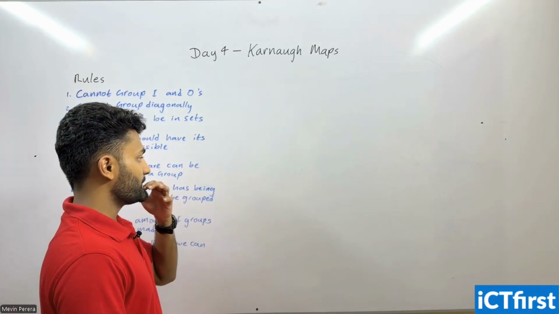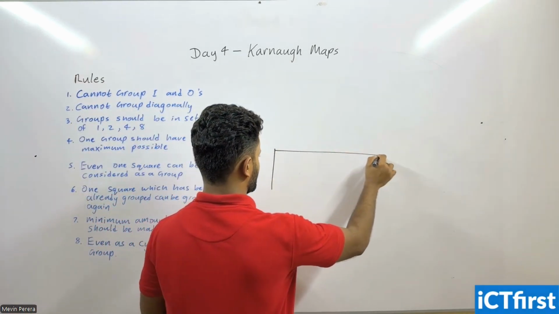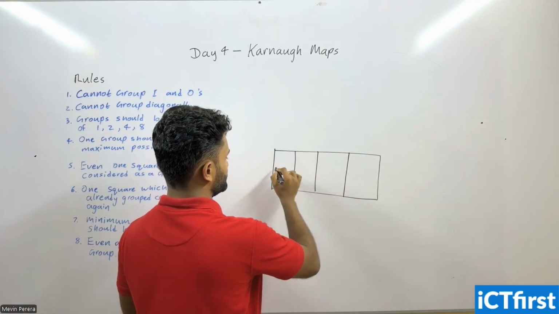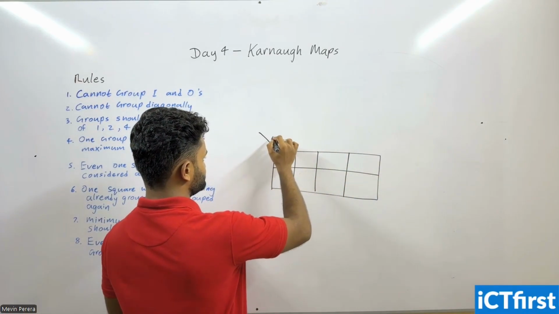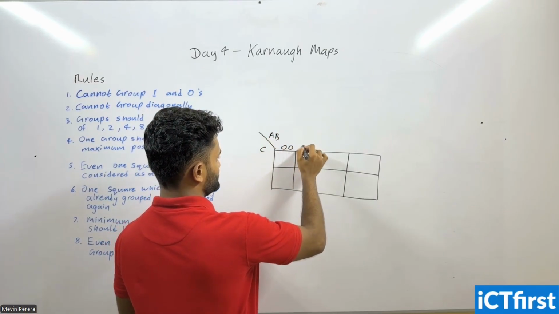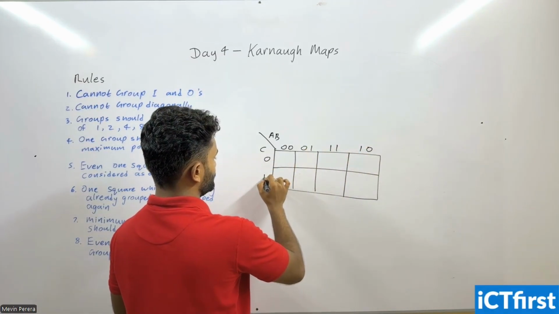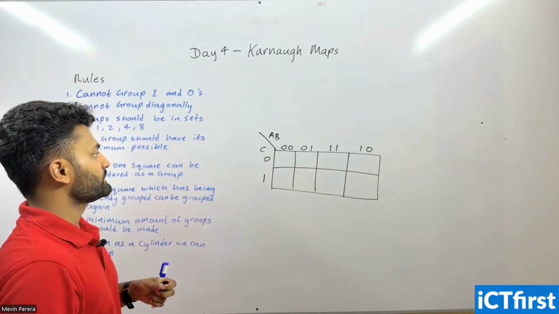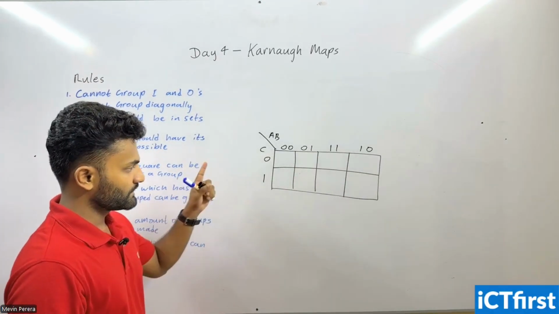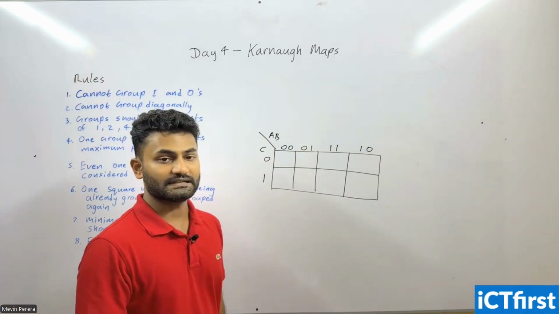All right. So, let me draw a Karnaugh map first. This is what a Karnaugh map normally looks like: 0, 0, 0, 1, 1, 1, 1, 0, and then 0, 1. Before going to these rules, let me go with this Karnaugh map first, and explain it a little bit.